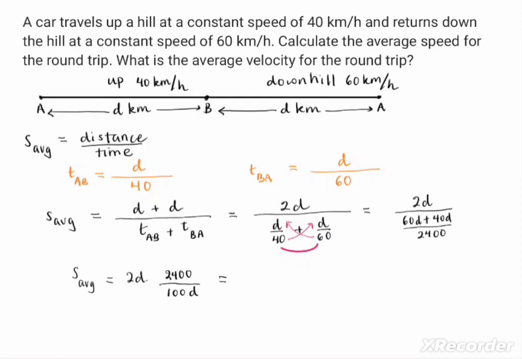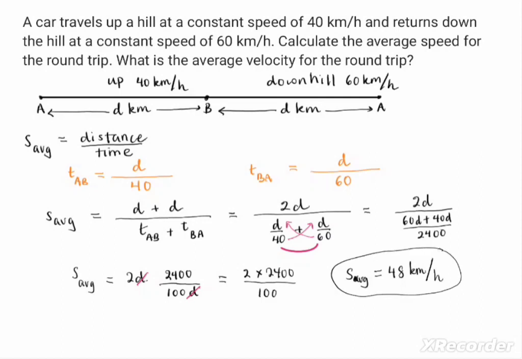And you see that we have D in the numerator and the denominator, so they cancel. And that's the beauty of not having a number, but we are putting D in place of it. So then we have 2 times 2400 divided by 100. So we have S average as 48 kilometers per hour. So that is our average speed.